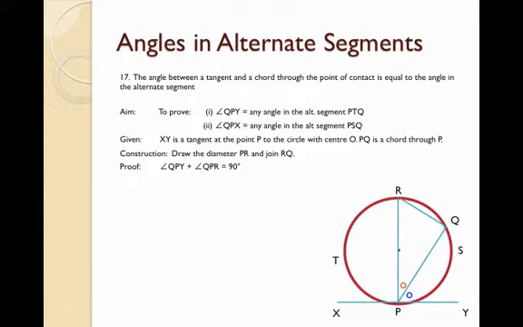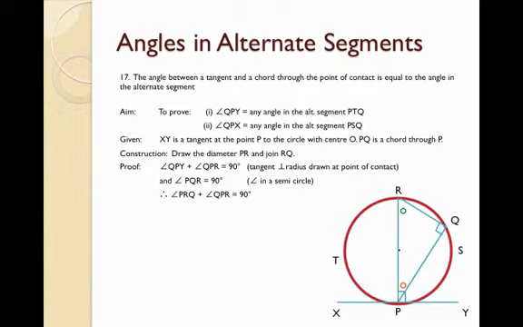To begin this proof, we'll say that angle QPY plus angle QPR equals 90 degrees. We know this because tangents are perpendicular to a radius at the point of contact. We can also say that angle PQR is 90 degrees because of angles in a semicircle. Therefore, angle PRQ and angle QPR have to add up to 90 degrees. This is because the angle sum of triangle PQR is 180. We can now say that angle QPY equals angle PRQ.